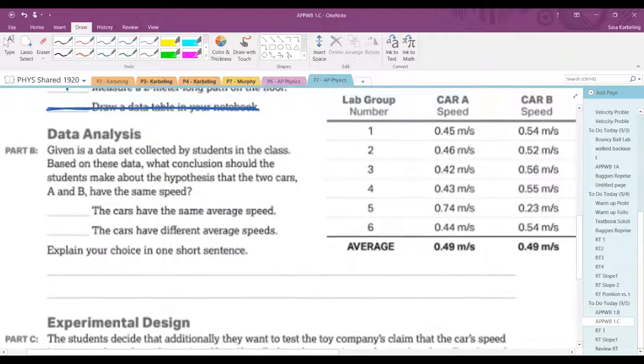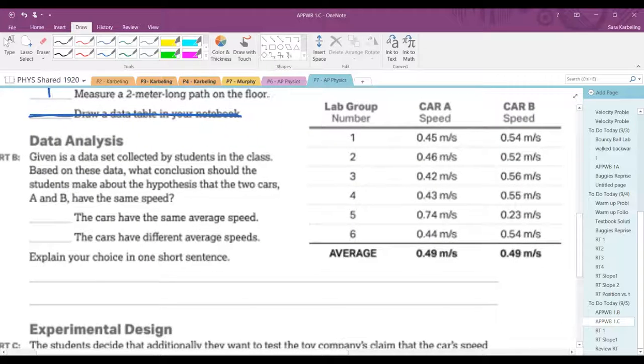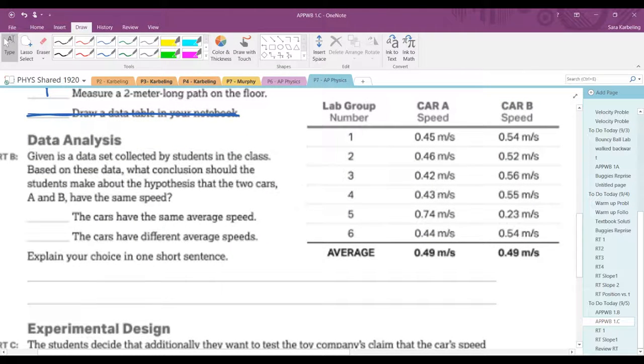So then we do the data analysis. Hey, look, they did this. They collected some data. This is super common. Given the data set, talk to your table, to the people sitting around the table with you.